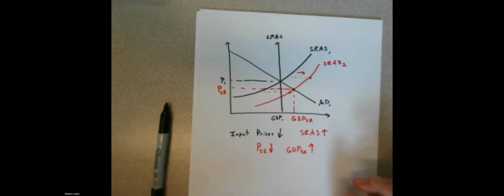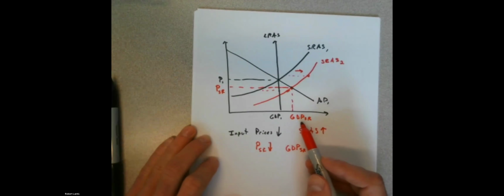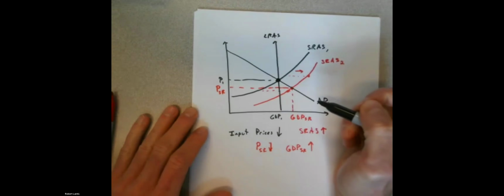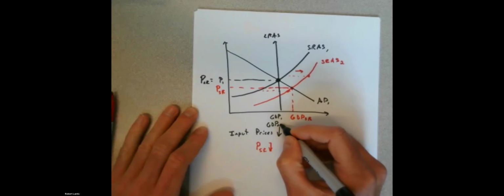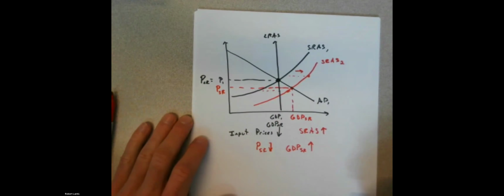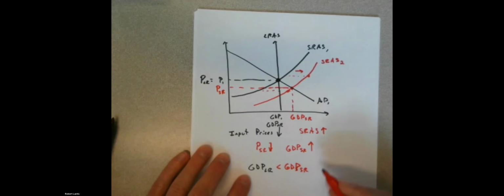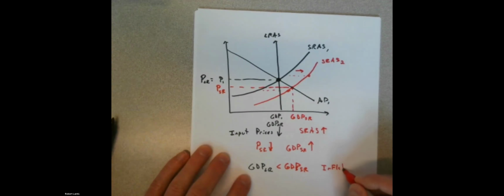Now, in response to that, we already said what's going to happen. We currently have this as our short run GDP. Where would our long run GDP be? Aggregate demand hasn't changed, and long run aggregate supply hasn't changed, so our long run equilibrium will still be here. Notice our long run price and our long run GDP remain exactly the same. So what's the relationship of long run to short run GDP? My GDP in the long run is less than my GDP in the short run. That means short run GDP is greater, which means we have an inflationary gap.